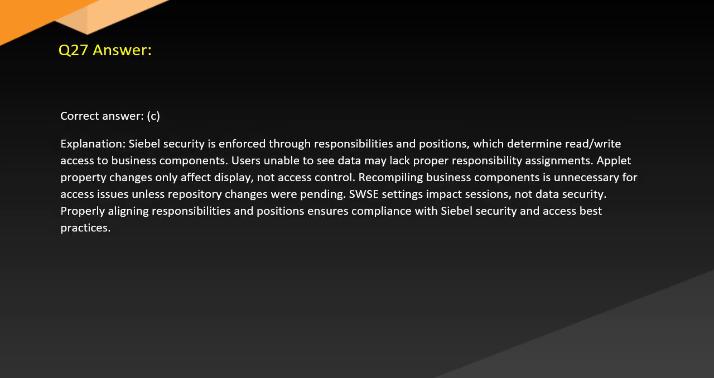Answer. Correct answer: C. Explanation. Siebel security is enforced through responsibilities and positions, which determine access to business components. Users unable to see data may lack proper responsibility assignments. Applet property changes only affect display, not access control. Recompiling business components is unnecessary for access issues unless repository changes were pending. SOAP impacts sessions, not data security. Properly aligning responsibilities and positions ensures compliance with Siebel security and access best practices.